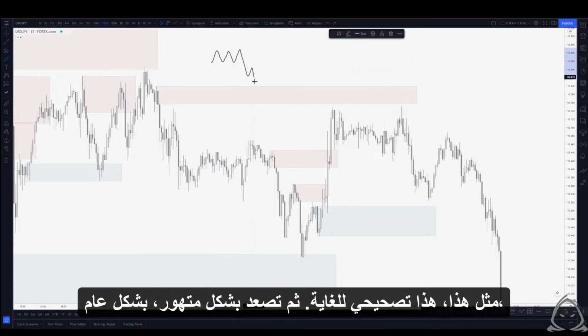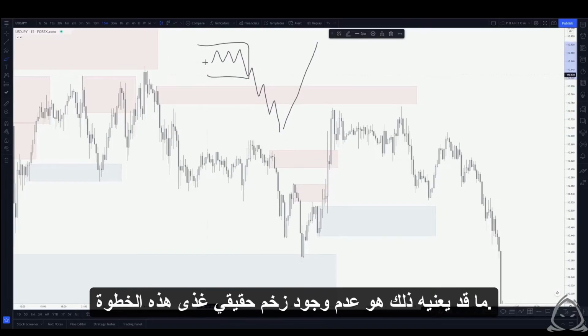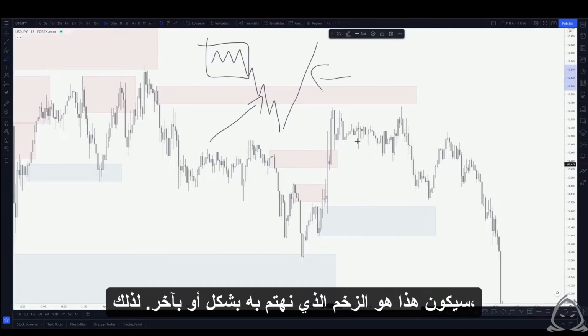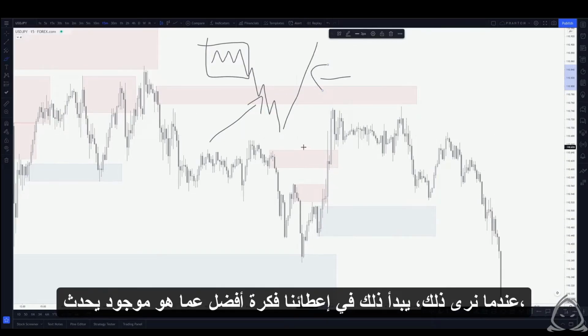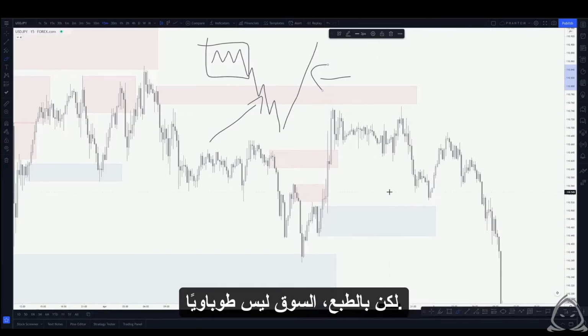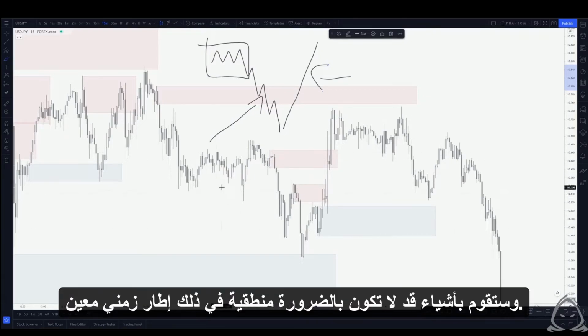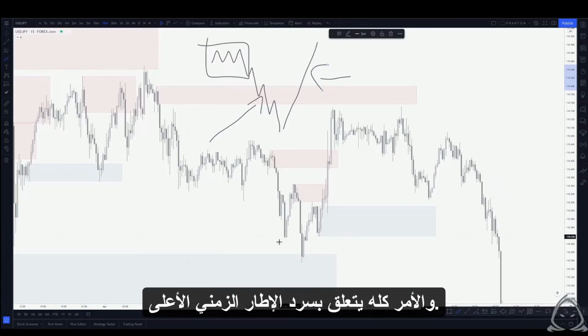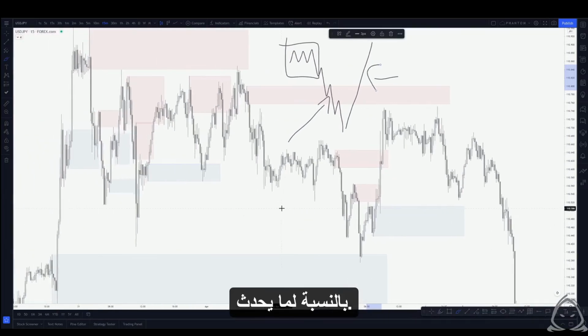If we look at something like this that is very corrective, going down and then impulsive going up, generally speaking, what that would imply is that there's no real momentum that fueled this move. This would be the momentum that we're more or less interested in. So when we see that, that begins to give us a better idea of what's happening. But of course, the market isn't utopian, and it will do things that might not necessarily make sense on that particular time frame. And it's all about the higher time frame narrative as to what's happening.